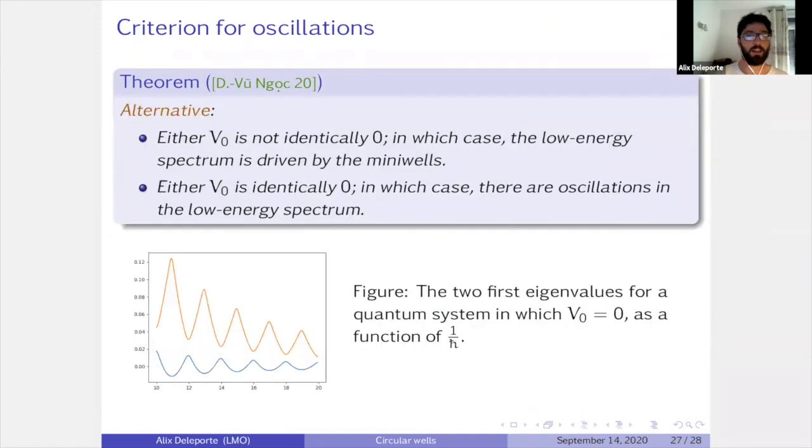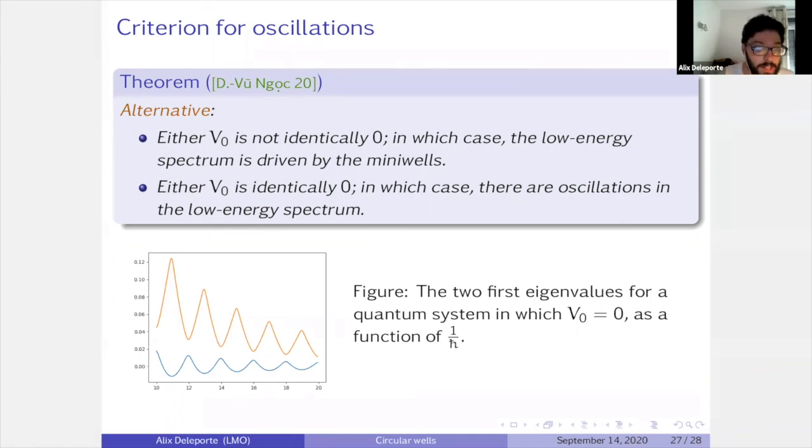On the contrary, if V0 is identically zero, well, then you have to get to next order to know the perturbations. If V0 is identically zero and you have to get to the next order, then the oscillations win. And then at the limit, you have some periodic properties of the eigenvalue with respect to h bar, as a function of 1 over h bar.